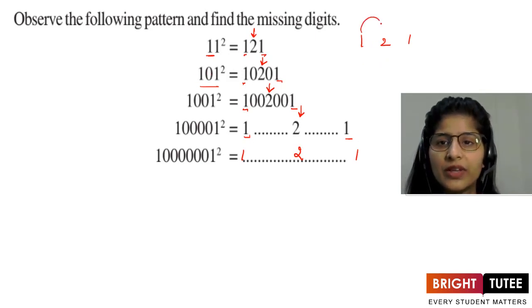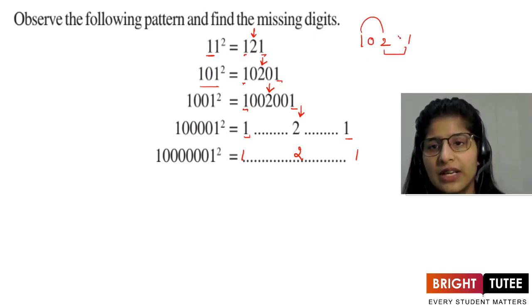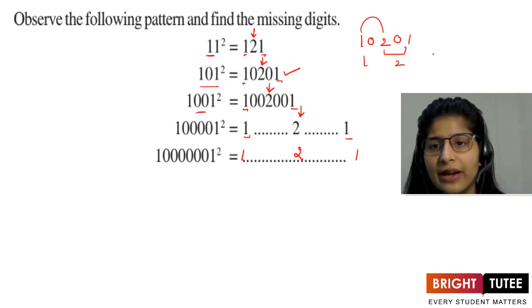What will we do between these two digits? We will insert 1 zero. Between these two digits, we will insert 1 zero. Right? So we have got this. Now in the next one there are two zeros. So between 1, 2 and 1, we will insert two zeros on both the places.